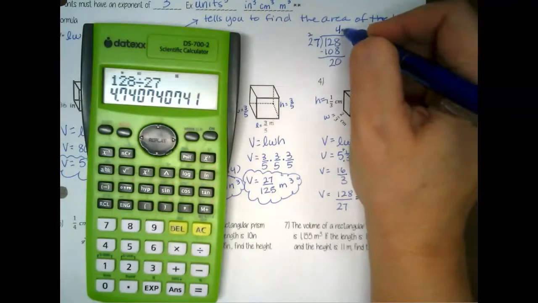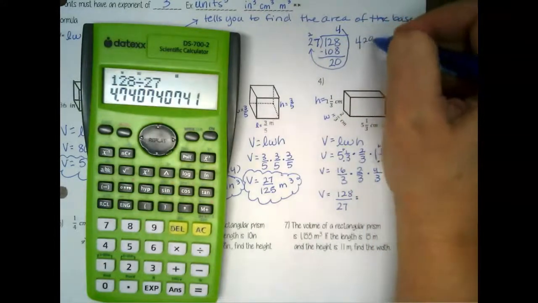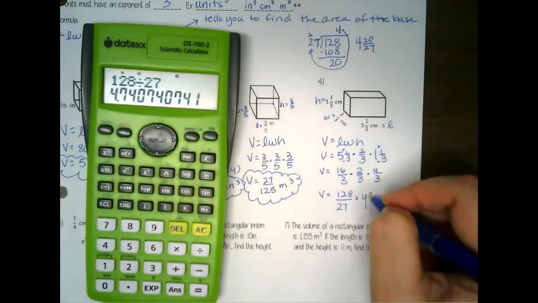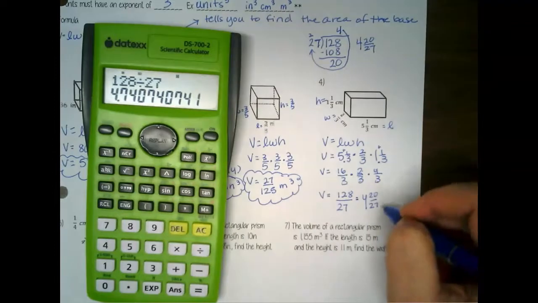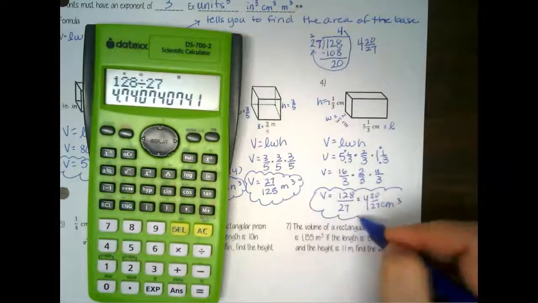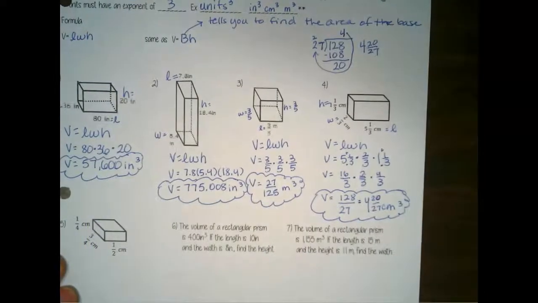Here's your whole number. Go around like a clock. Whole number, numerator, denominator. And it can't simplify, so there is our answer. 4 and 20 over 27 centimeters cubed. Make sure you make it a mixed number because it doesn't make sense otherwise. Okay? Now if I said, oh, okay, the volume is 4 and 20 over 27 cubic centimeters, that gives people an idea, oh, it's almost 5. Okay? That's why it makes sense to do that.